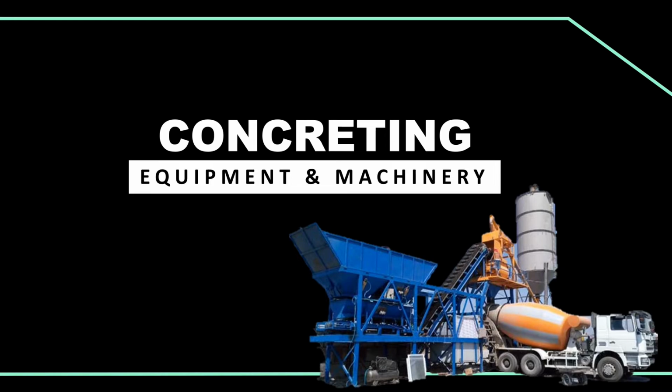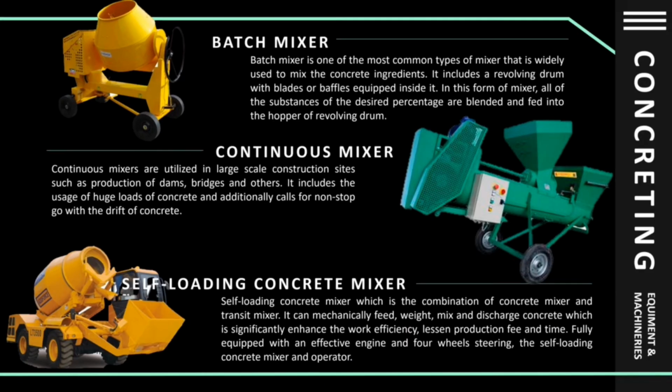Next is concreting equipment and machinery. There are three common mixers used in construction. The first one is batch mixer. Batch mixer is one of the most common types of mixer that is widely used to mix the concrete ingredients. It includes a revolving drum with blades or baffles equipped inside it.